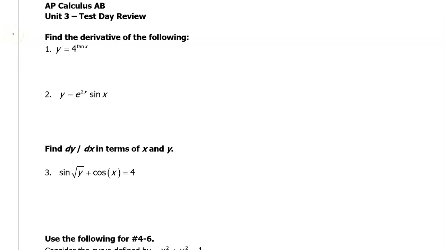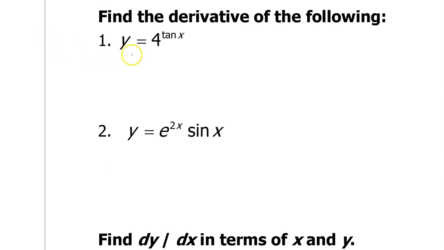In this video, we will do some review problems from AP Calculus Unit 3. We're going to do some derivatives, including implicit differentiation, but we will also find horizontal tangent lines and explore relative max and min. For problem number 1, we need to find the derivative of y equals 4 to the tangent x.